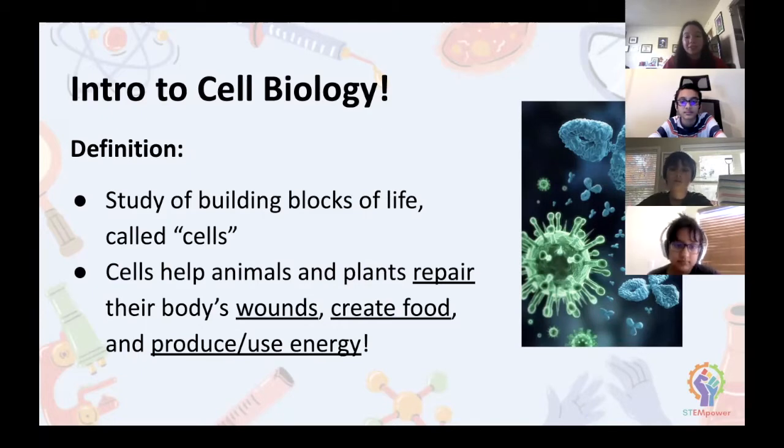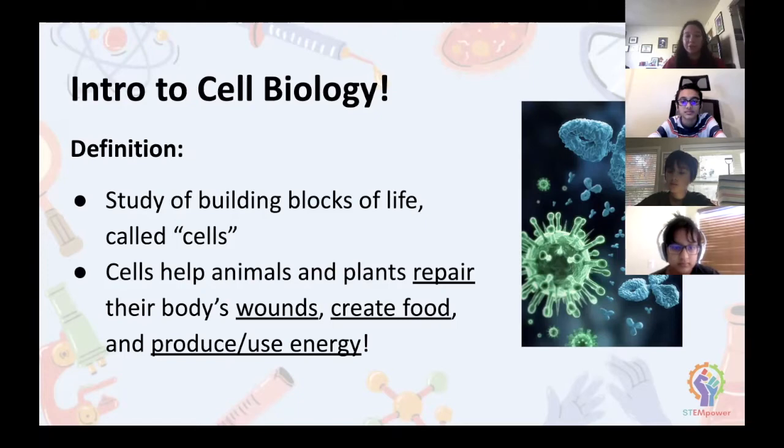What do cells do? Well, cells kind of do everything for you. Something isn't living if it doesn't have cells. It produces and uses the energy so that you can move around, like you can move your muscles. You create food, and then you can also repair.